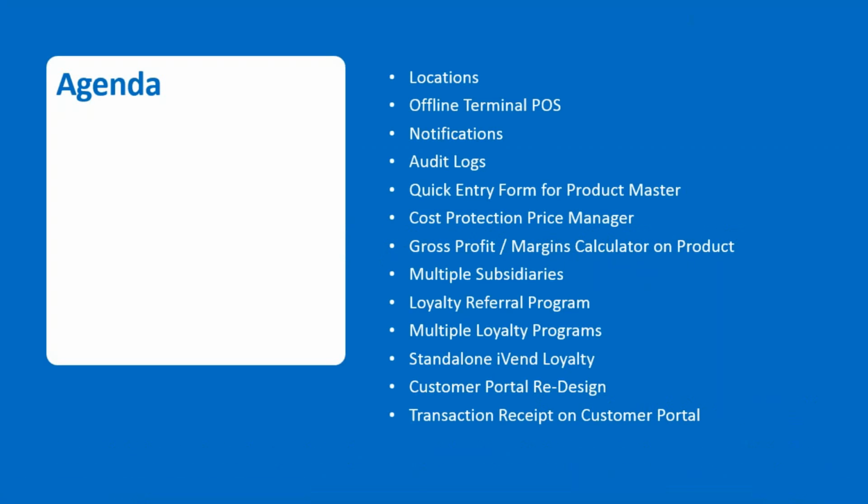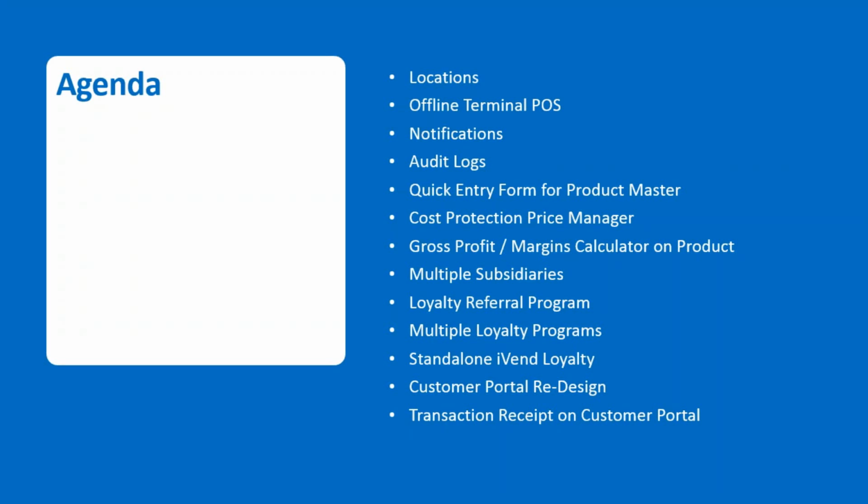So starting with the agenda, we are going to talk about the locations, which is a new functionality that we have incorporated within iVend 6.5. We have offline terminal POS. We have a couple of notifications which could be triggered from store to store and price to store. We have audit logs that we can maintain in different masters whenever there is a change in terms of masters or any data that is being edited by the user. So we can have proper audit logs.